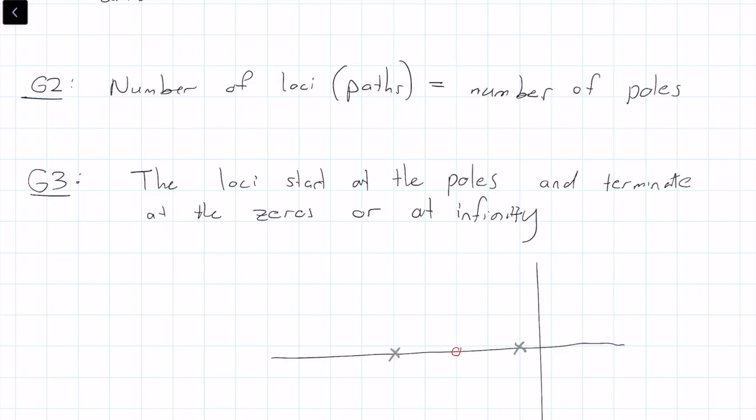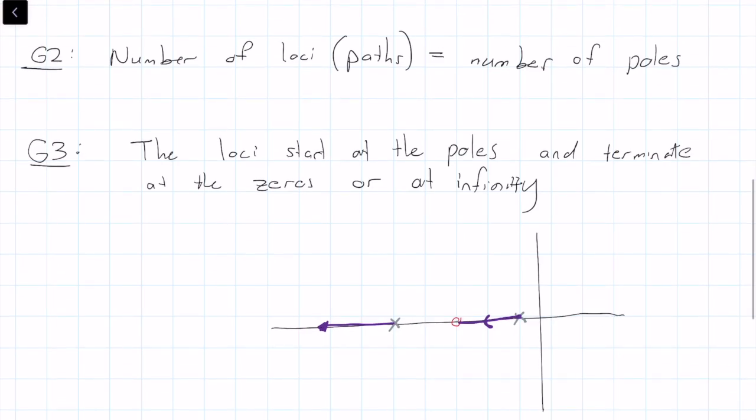Basically what our loci is going to look like, it has to start at the pole and it ends at the 0, right? And that's the direction. It always goes from the poles to the zeros. However, if there's no 0, so this pole right here has no 0 attached to it, so it needs to end somewhere at infinity. So it goes on forever, basically. If we had another 0 there, this loci would look like that, and it would terminate there. So that's another important thing to note, and that's our guide number 3.